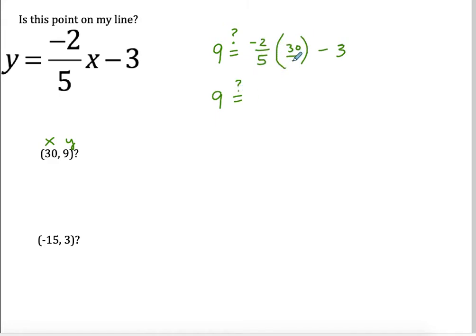And now I can check and see, is 9 going to be the same as that? Let's make that look like a fraction, and then maybe I can do some cross canceling. So that's -12 minus 3. And is 9 equal to -15? Not the last time I checked. 9 is a lot bigger than -15. So that is not going to work out. So this point right here is not on the line.